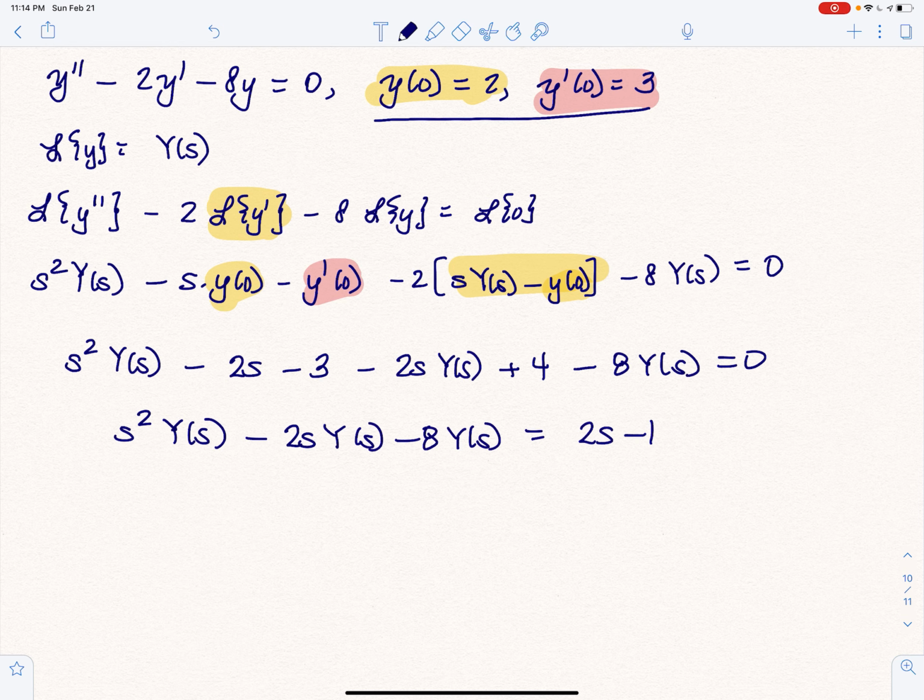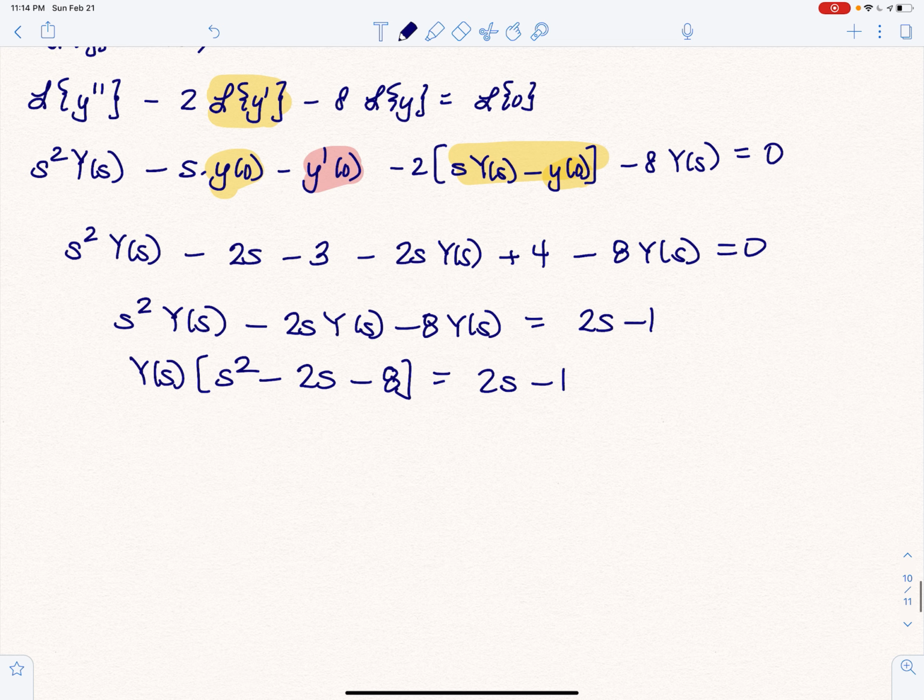And you notice it's coming together. We can factor out a Y of s. And wouldn't you know, we have Y of s equals 2s minus 1 over s squared minus 2s minus 8. So we have solved for the transform of y. Well, we know that if we know the transform of y, we can find what y is. So we are just steps away from finding y of t, which was the goal of solving a differential equation.